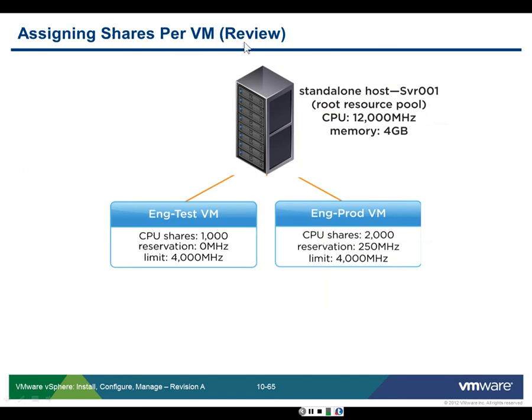Now let's just do a bit of a review here. I've got two simple virtual machines. We're not at pools yet. And one virtual machine is more important than the other. The production virtual machine is more important than the test virtual machine. So I will assign shares to the test virtual machine of 1,000, and assign shares to the production virtual machine of 2,000. And just like in the previous exercise, this individual virtual machine now gets 2/3 of the resources, and this individual virtual machine gets 1/3 of the resources. So that's just per virtual machine.